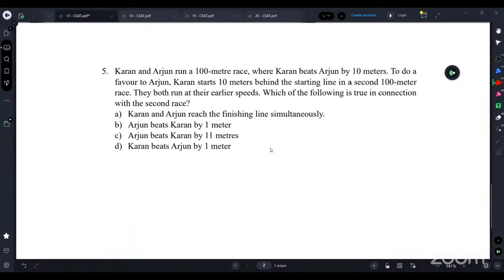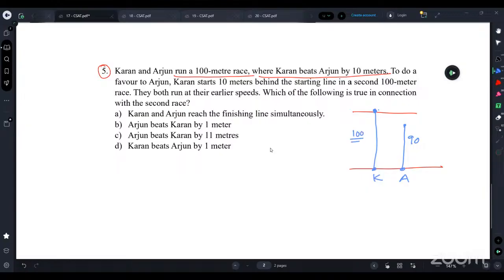Now let's see the fifth question, guys. The fifth question is quite interesting. See now, Karan and Arjun run a race of 100 meters, where Karan beats Arjun by 10 meters. So basically, let's say you have a 100-meter race. Karan starts from here and reaches this position in a certain amount of time. But when Arjun starts, he is able to reach only 90 meters in the same time that Karan has reached 100 meters, right?